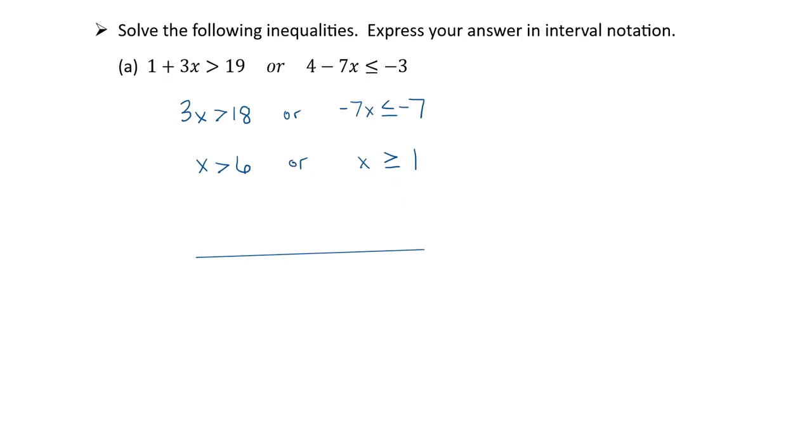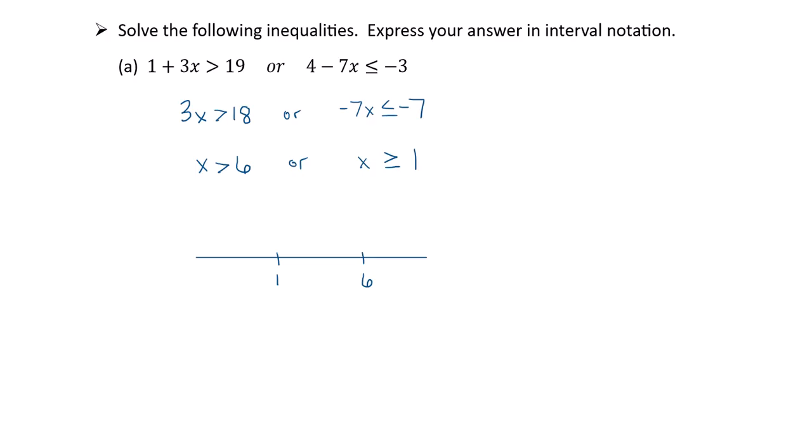Right, when I graph this so that I can see what the solution set is, we have the following. X is greater than 6, or x is greater than or equal to 1. Now what an "or" means is that as long as we have one or the other, then it's a true statement. So when I'm looking here, are these numbers greater than 6? No. Are they greater than or equal to 1? No.